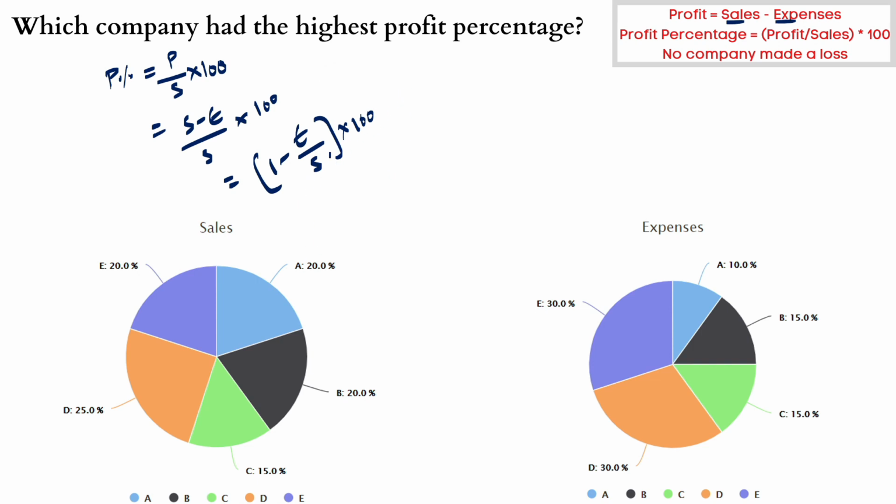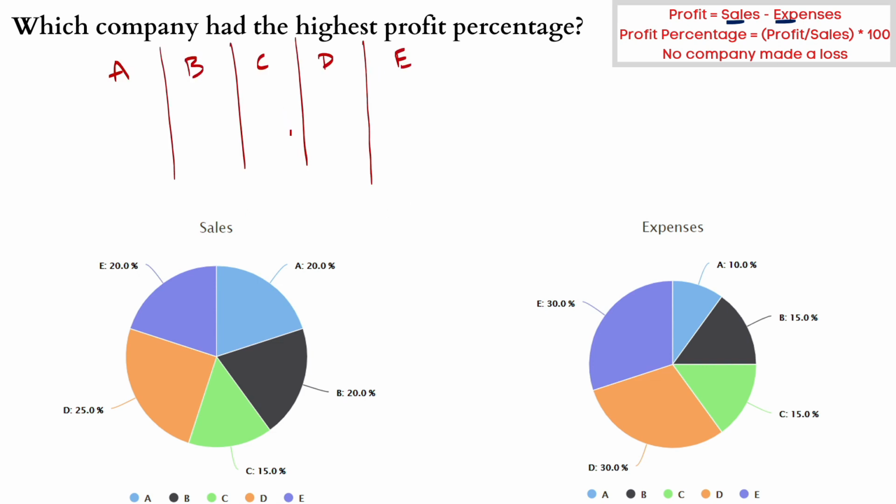So let's take only E by S value for all the companies. Okay, so what is the value of E by S? E by S for company A. What is the value of E? E is 10 here, right? So expense is 10 by what is sales? Sales of A is 20. So 10 by 20, which is equal to 0.5.